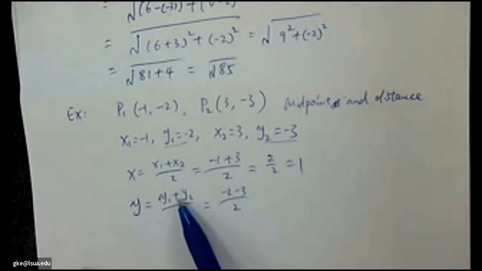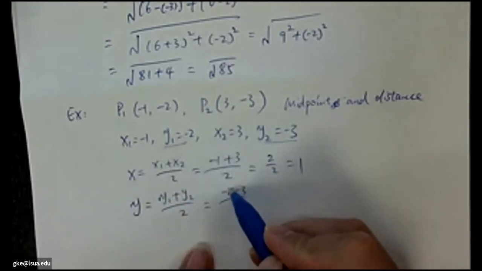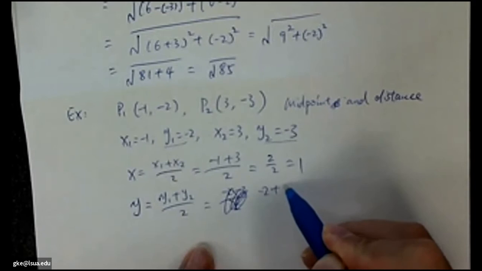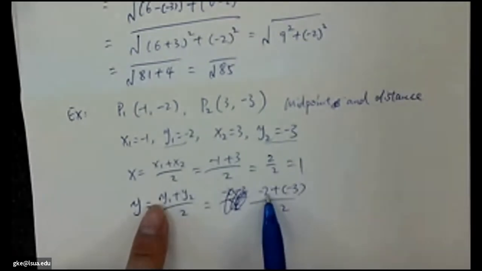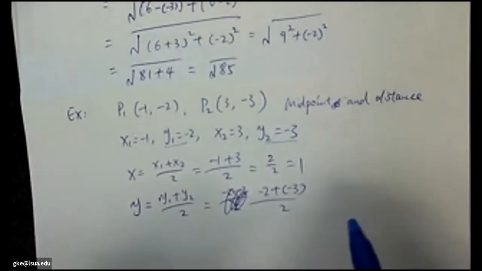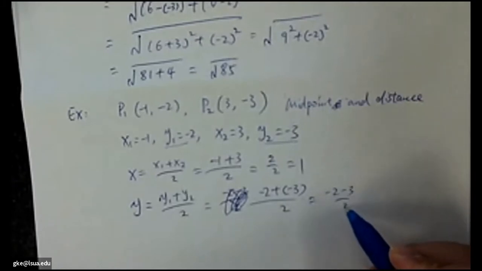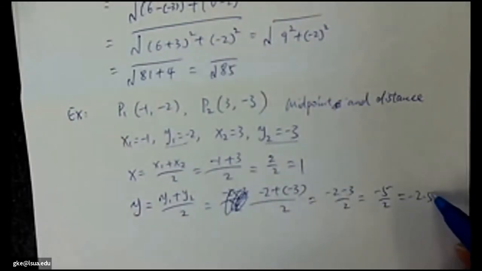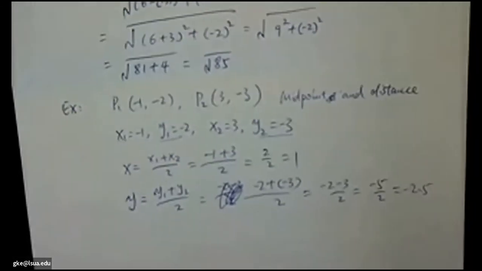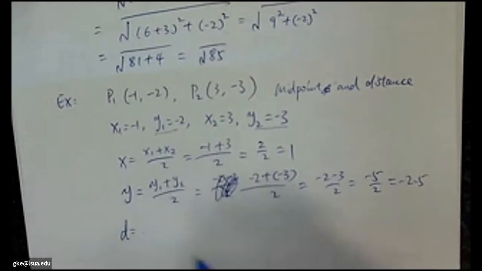Because here it is positive, you don't need to change the sign, right? Or you can write it this way to better understand. That is, y1 is -2 and y2 is -3. Plug in. I will use parentheses because that's a negative value. So -2, -3 divided by 2, -5 over 2, or you can write that as -2.5 if you want. Now we're going to calculate the distance.